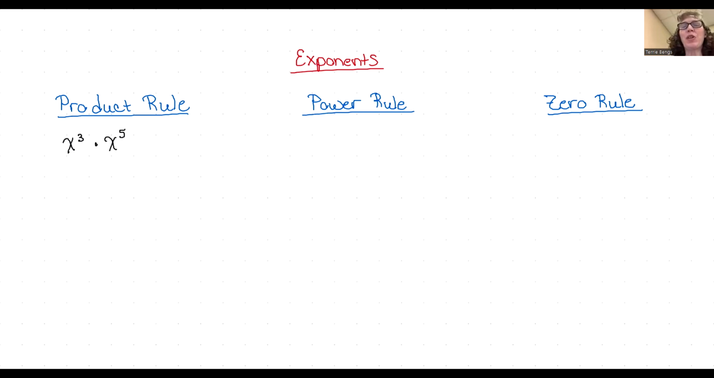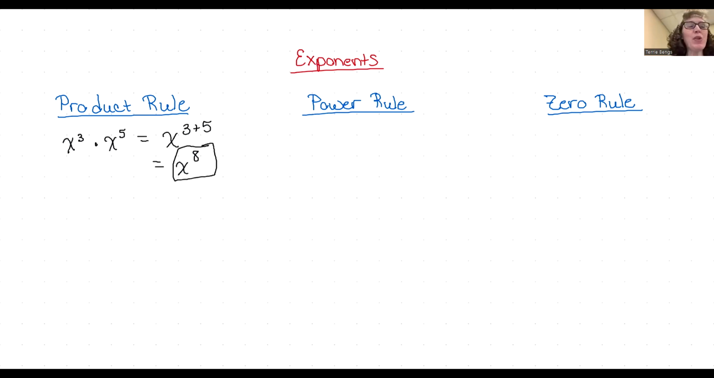So when we look at our problem here, x cubed times x to the fifth, we're going to write down just one x, and then we're just going to add the exponent. So it'd be 3 plus 5. So we can even simplify more. If we add those two together, we get 3 plus 5 is 8. So our answer to this problem is x to the 8th power.